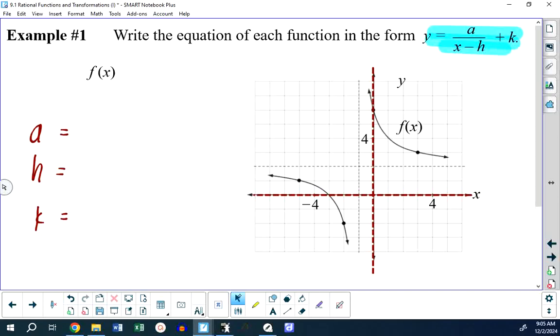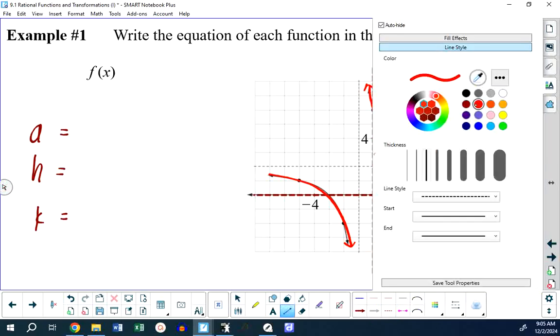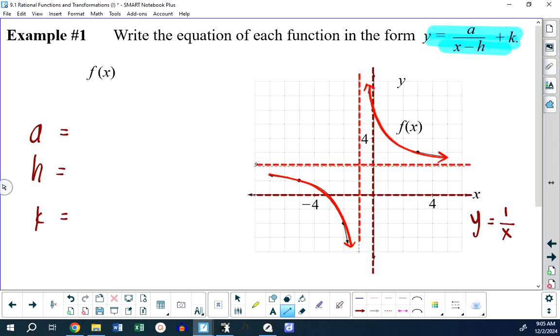So why on earth would the asymptote of the function that we're after, so I'm going to write in brown y equals 1 over x. And I'm just going to trace this out in red. This is the function whose equation we're after. And I'm going to put its asymptotes in red. So why on earth would the asymptotes have moved? Why would the horizontal asymptote no longer be at y equals 0, but at y equals 2? The answer is the whole thing has been shifted up by 2, which means k must be 2.